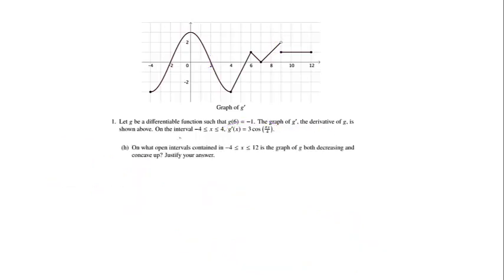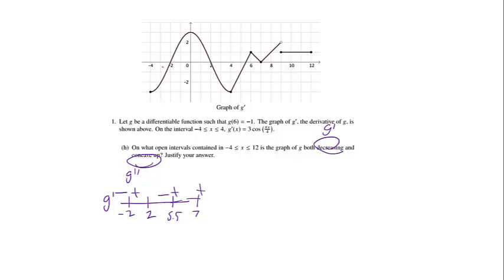Alrighty, part H. On what open intervals is the graph of g both decreasing and concave up? So decreasing has to do with g prime. Concave up has to do with g double prime. I believe I made a g prime chart at one point in time to help myself out, and I'm going to make that again. -2, 2, 5.5, and 7. And my graph looked like negative, positive, negative, positive, positive.